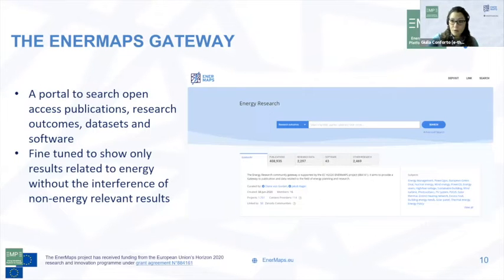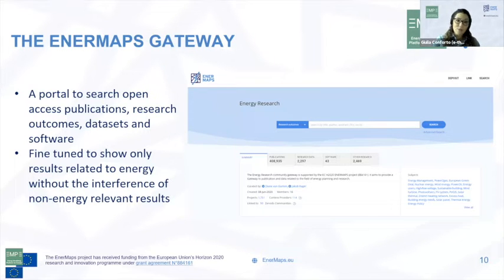Now, the gateway, we're going to have a demo in the gateway breakout room. We're going to also have a number of practical exercises together. This will be done with our colleague Alessia Bardi. What you have to know about the gateway is that it is not only a portal to search through thousands of open access publications, research outcomes, data sets, and software, but the added value of this portal compared to any other portal that you may look at, and OpenAIRE itself, is that it's filtered.